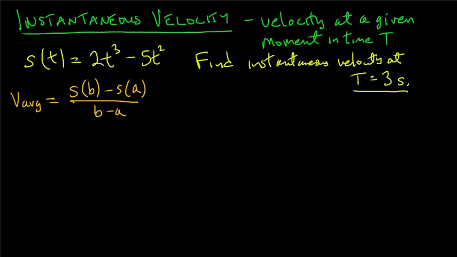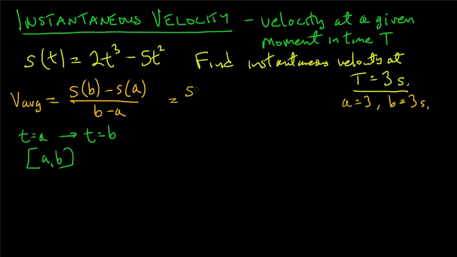Right. So for the average velocity, we need 2 moments of time, right? We need our starting time, t equals a, and we need our ending time, t equals b, from a to b. But we don't have that here. We only have one time, t equals 3 seconds. So in this case, we can say both a and b are the same time. They're both 3 seconds, because that's the only time we have here.